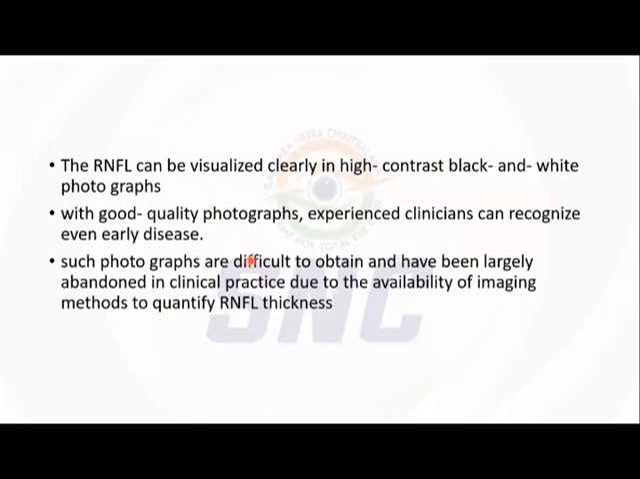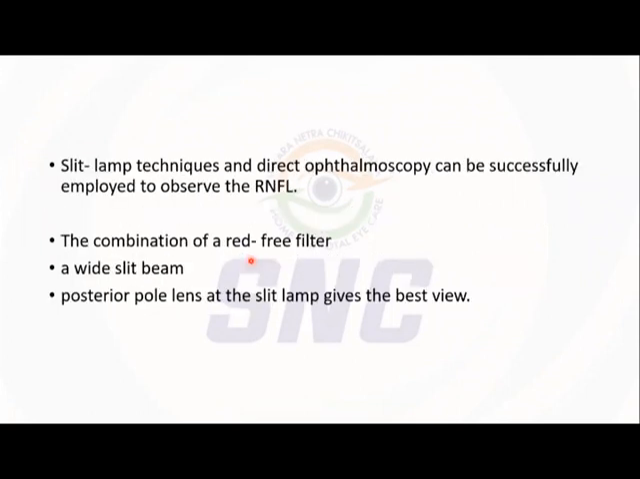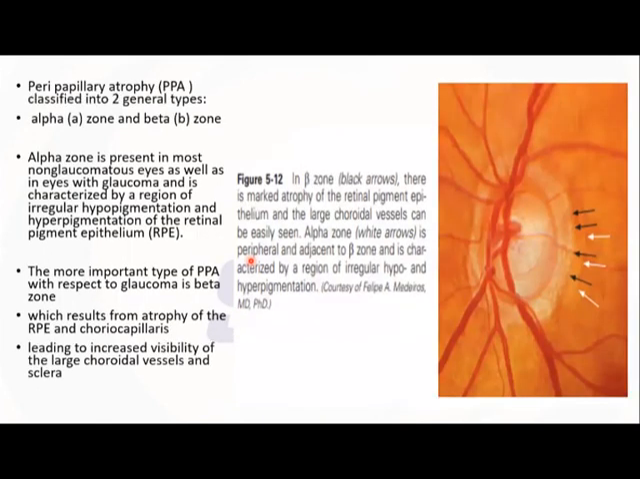The RNFL can be visualized clearly in high contrast black and white photographs. With good quality photographs, an experienced clinician can recognize early disease. Such photographs are difficult to obtain and have been largely abandoned in clinical practice due to the availability of imaging methods to quantify RNFL thickness. Slit lamp techniques and direct ophthalmoscopy can be successfully employed to observe the RNFL. The combination of a red-free filter, a wide slit beam, and a posterior pole lens at the slit lamp gives the best view.